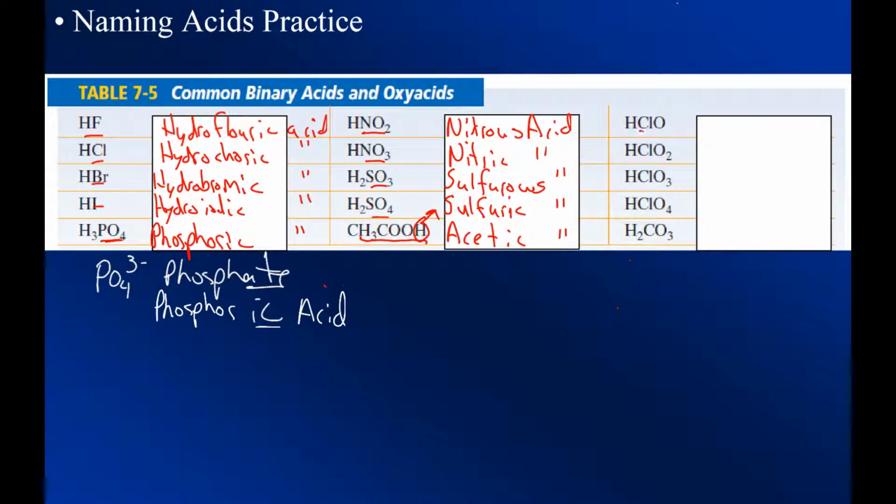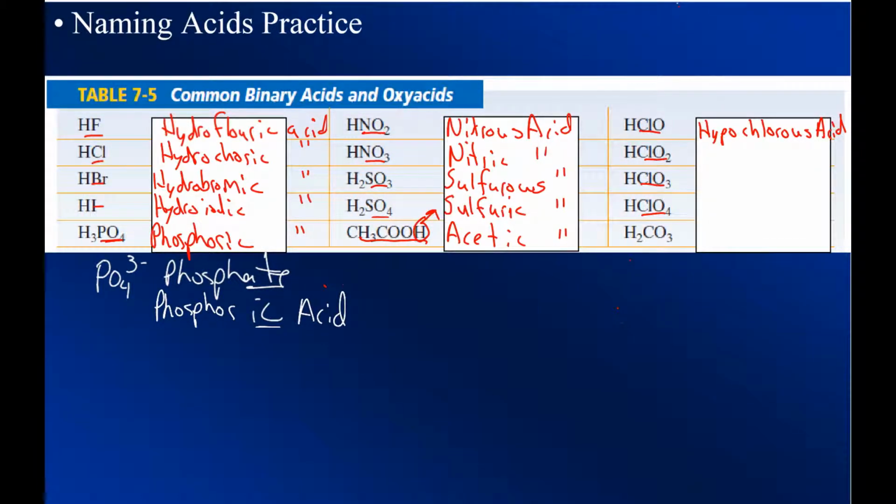Okay, next we need to identify what these polyatomic ions are. And this one is the hypochlorite ion. And so that one is going to be hypochlorous acid. I'll write it. Next one is ClO2, and that is simply the chlorite ion. So that's going to be chlorous acid.